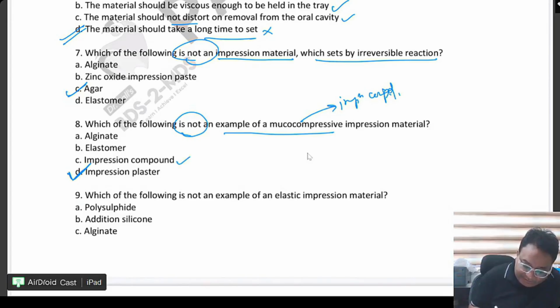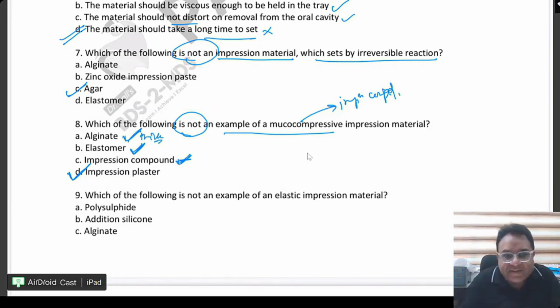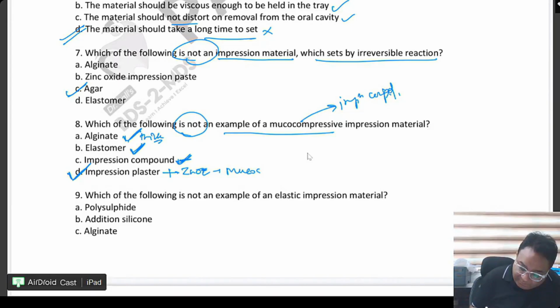Okay, here it is. Impression compound is mucocompressive. Elastomers are mucocompressive. Alginate in thick consistency is mucocompressive. Any material which has its own weight will be mucocompressive. Mucostatic: impression plaster plus ZOE are mucostatic.